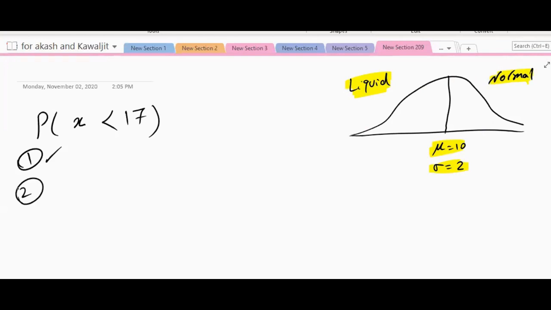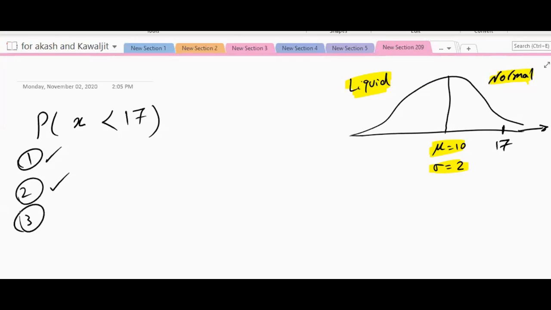What is the point of interest? 17. Yes. This is the x axis. 17 would be on this side. What is the next step? Identifying the areas of interest.